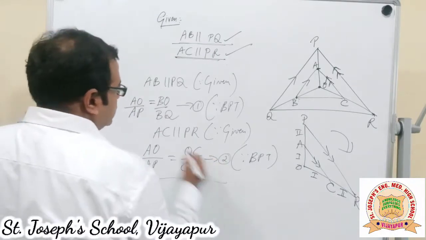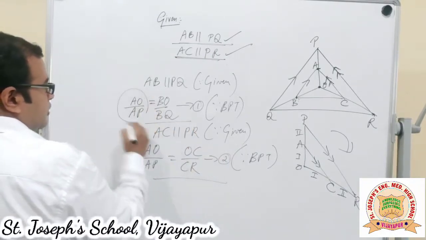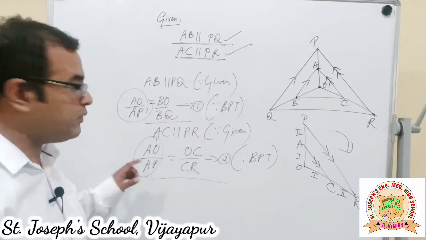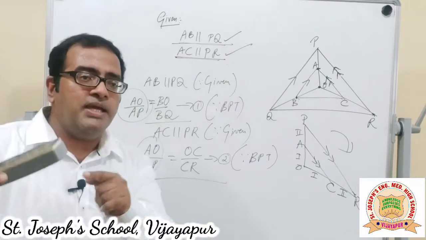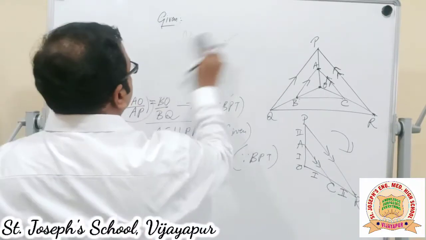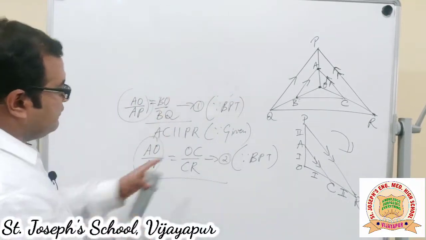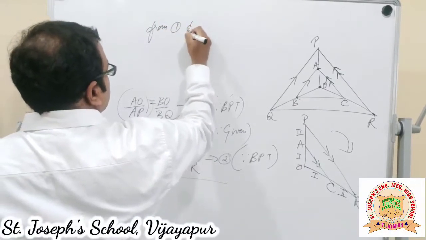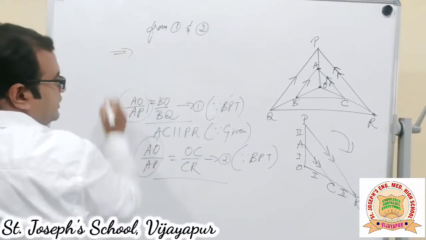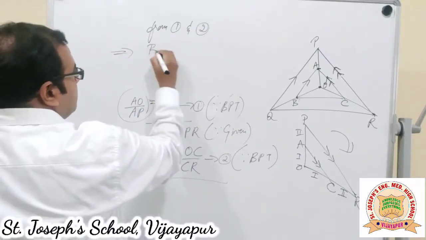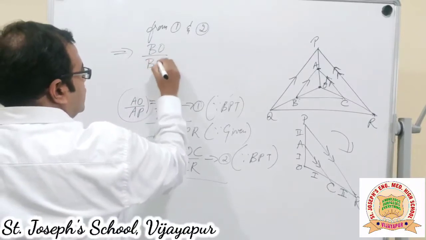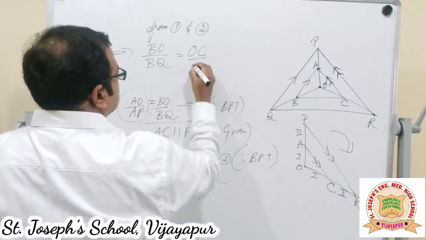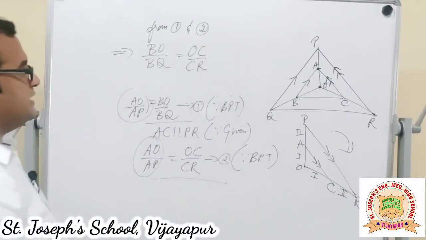So if you observe equation 1 and 2, AO upon AP is common in both. If the left hand sides are equal, what about the right hand side? Must be equal. Let us note down that part. From equation 1 and 2, what do we know? We know that BO upon BQ is equal to OC upon CR.